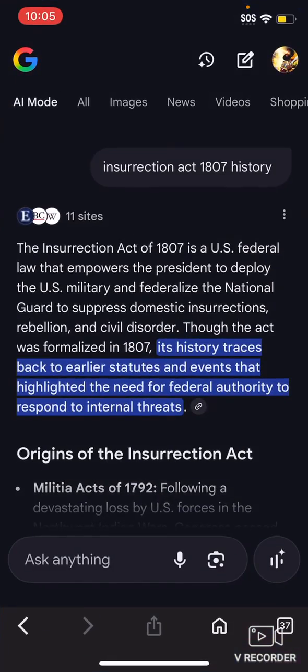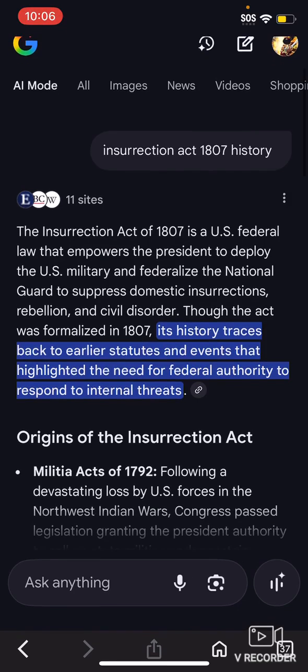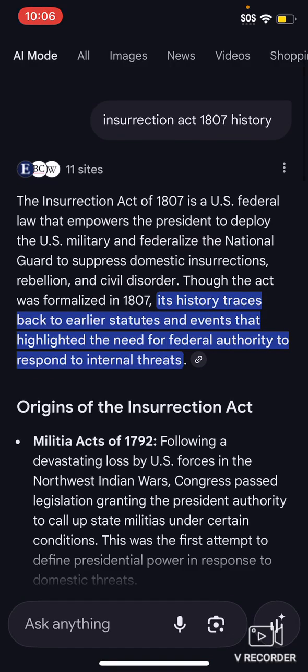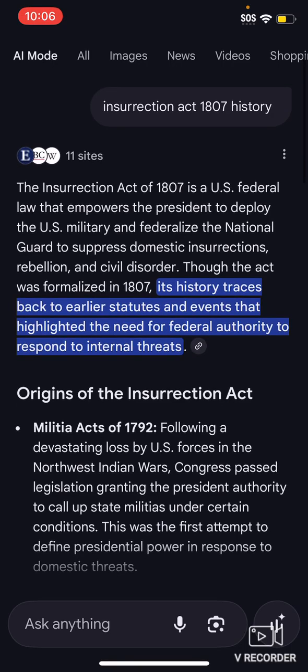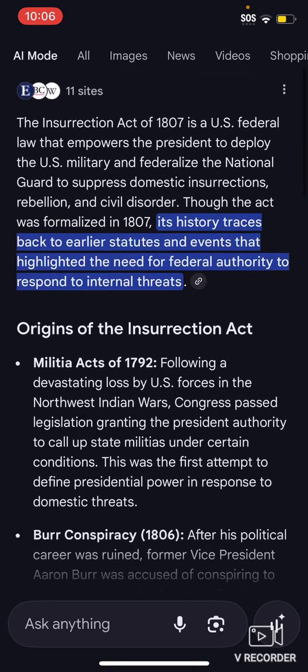All right. So this is the Insurrection Act of 1807. It is a United States federal law that empowers the president to deploy the U.S. military and federalize the National Guard to suppress domestic insurrections, rebellion and civil disorder. Though the act was formalized in 1807, its history traces back to earlier statutes and events that highlighted the need of federal authority to respond to initial threats, right?